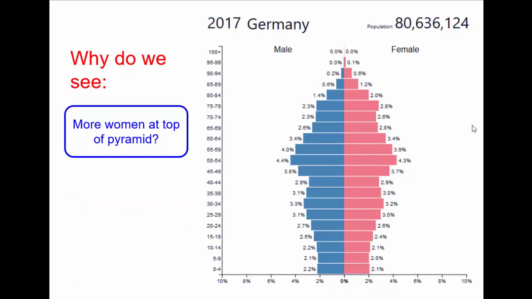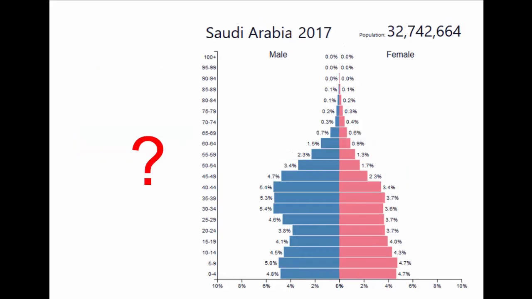Okay, looking at the Germany data in more detail, why are there more women than men at the top of the population pyramid? Have a think about that. You might also want to look at the pyramid for Russia, in which these effects are even more marked, and for, to some extent, the same reason. What do you think's happening here?